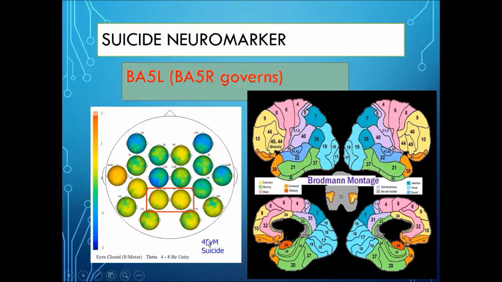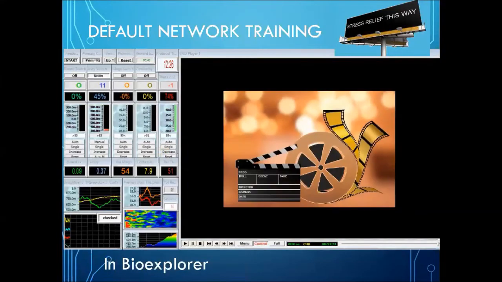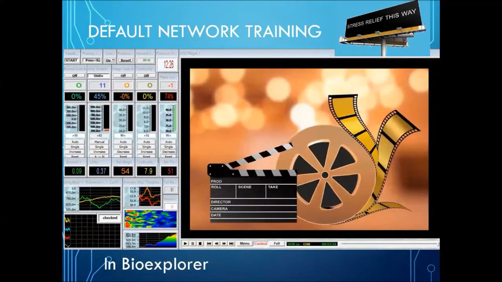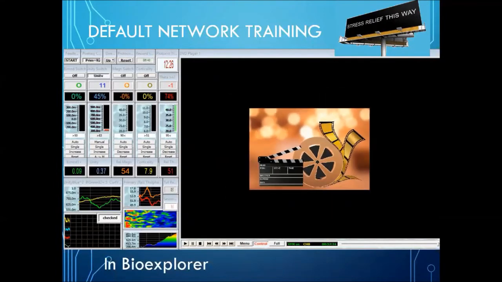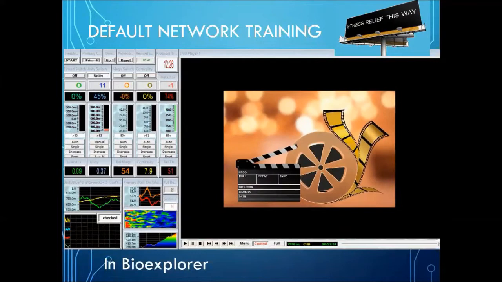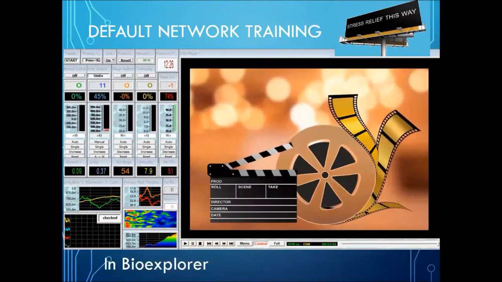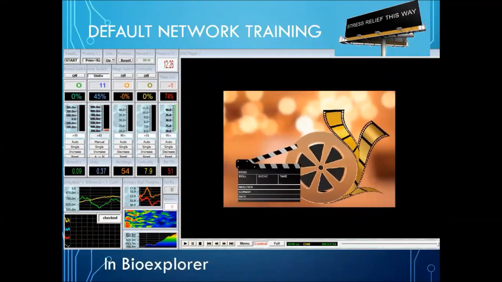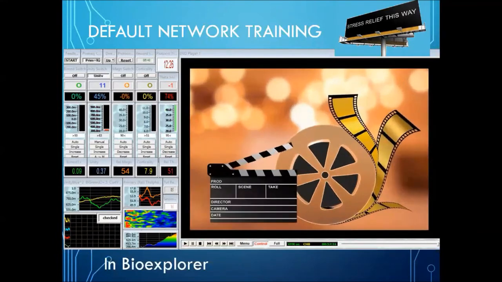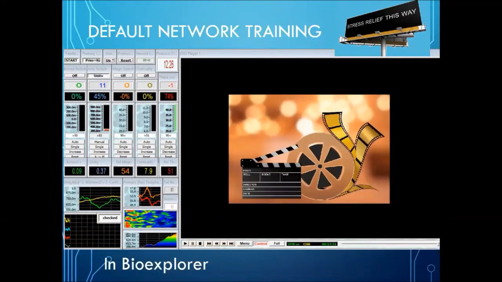And this, unfortunately, is an individual who did eventually commit suicide. That's a map from about 5 to 6 months before they did. Now, how do we fix it? We do what's called operant conditioning, using what's called default network training, where a person is watching movies, and whenever they're giving the behaviors we want in the brain rhythms, the movie is 100% quality. The screens are full and the volume is full. Whenever they deviate from those patterns that we want, the screen shrinks and the volume shrinks.